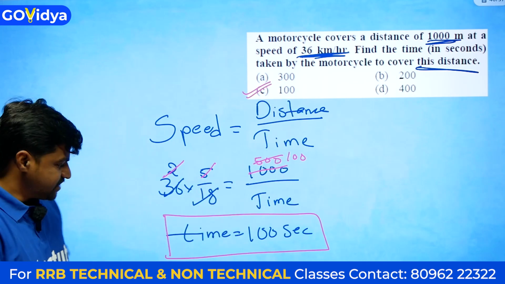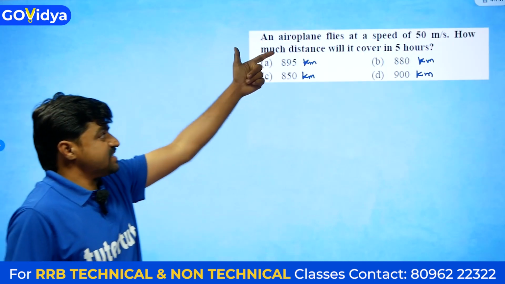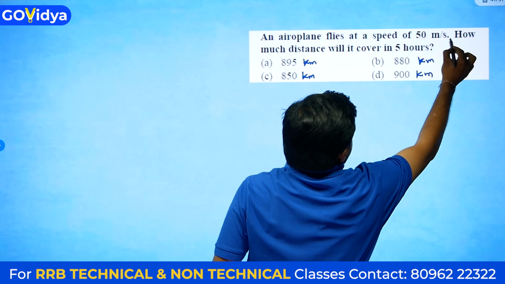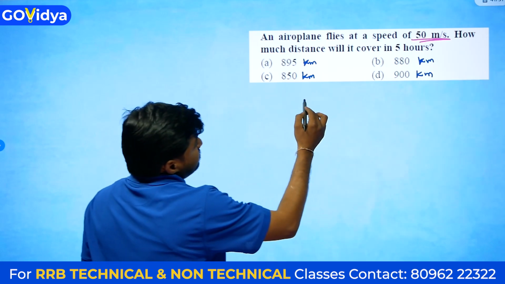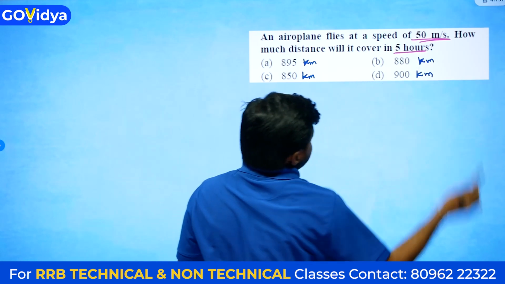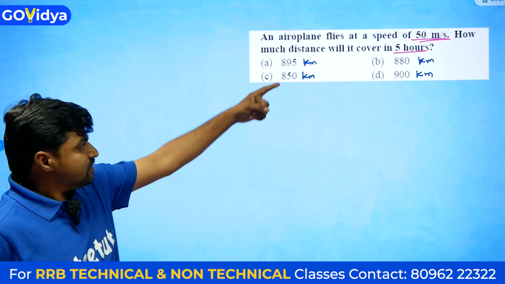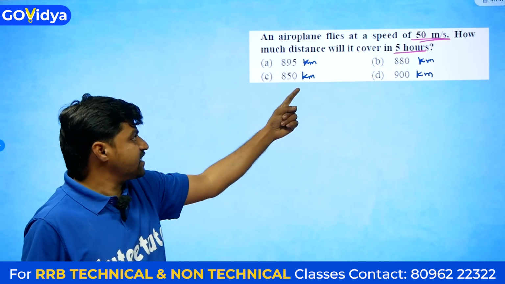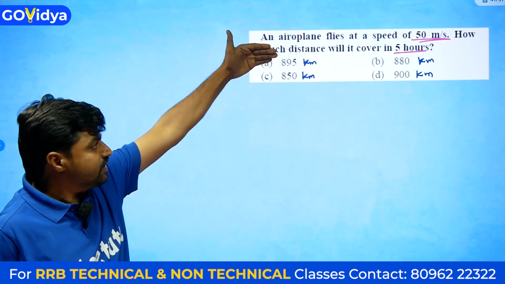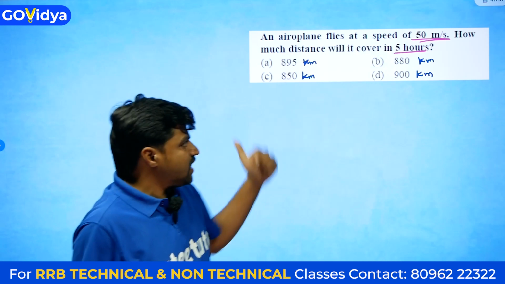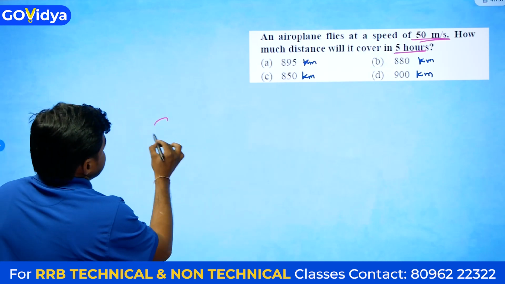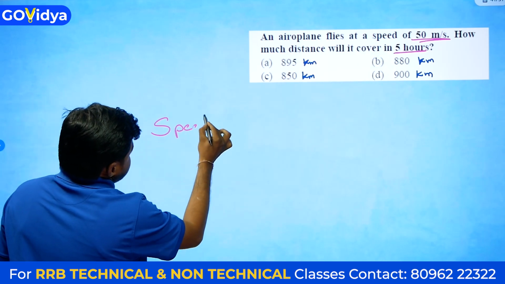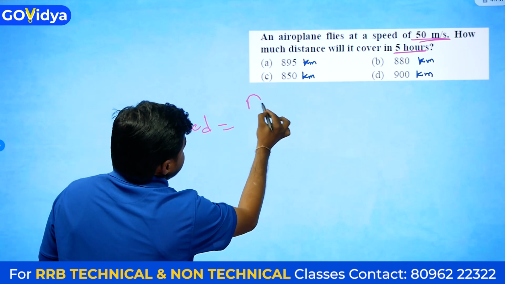Okay, next question. An aeroplane flies at the speed of 50 meter per second. How much distance will it cover in 5 hours? Okay, the speed is given in terms of meter per second. The options are given in kilometers. We have to convert meter per second into kilometer per hour. Okay, speed is equal to distance by time.